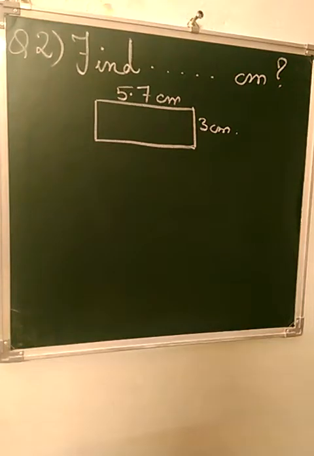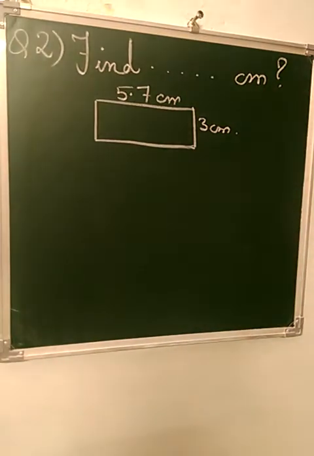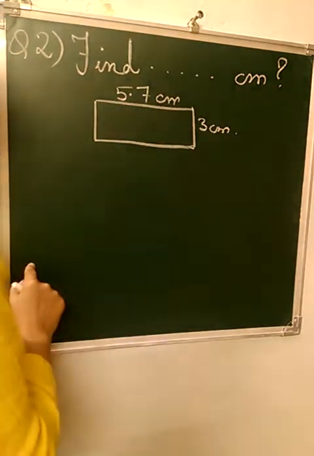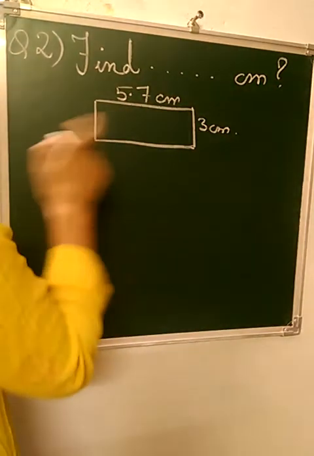Starting with question number 2. A rectangle is given whose length and breadth are given. We have to find the area of the rectangle. So we all know what the area of the rectangle is. It is length into breadth. So whatever is given, that we'll write first.